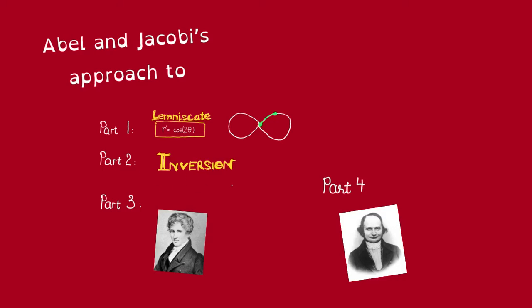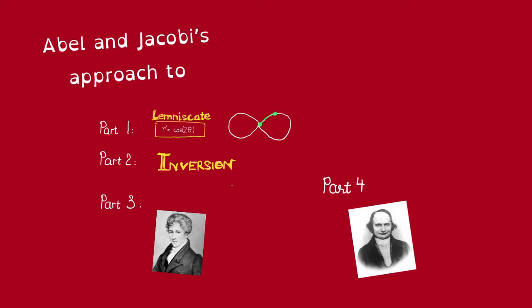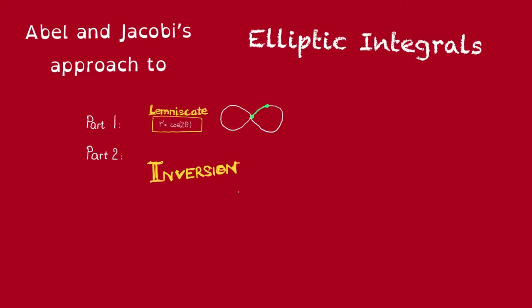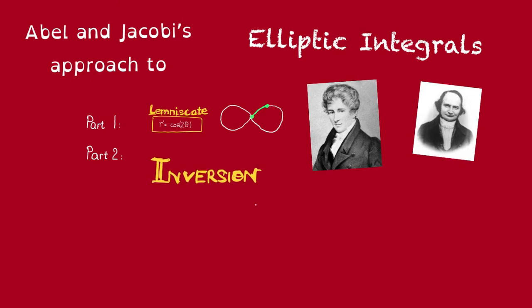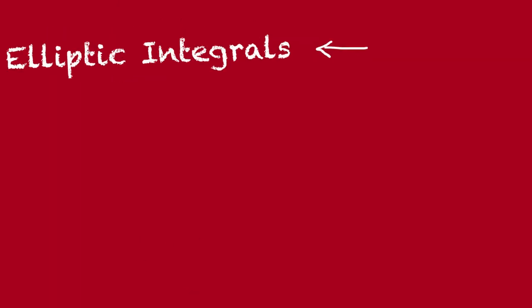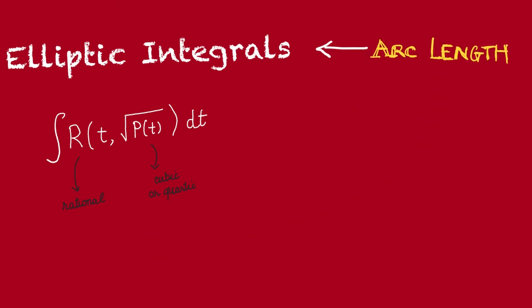Now we're in part 2 of our mini-series on Abel and Jacobi's approach to elliptic integrals. In this part, we're going to discuss Abel and Jacobi's main innovation, namely inversion. Recall that in part 1, we said that elliptic integrals come from computation of arc lengths of curves.